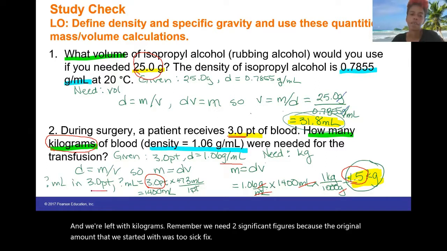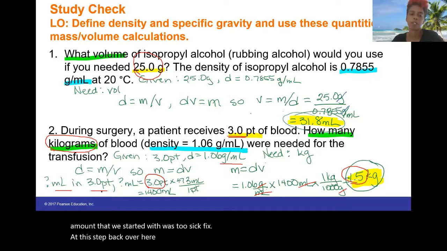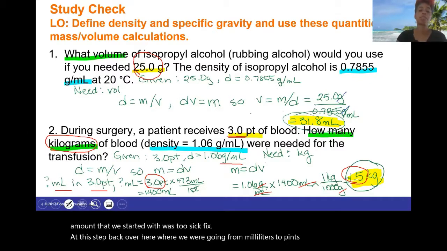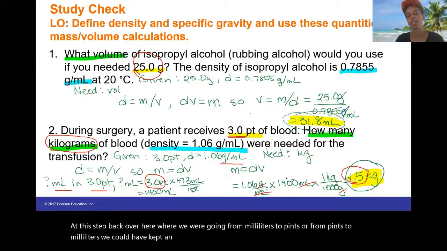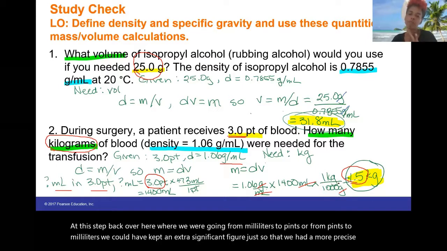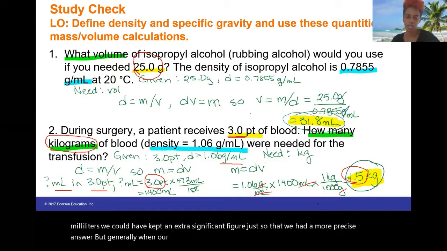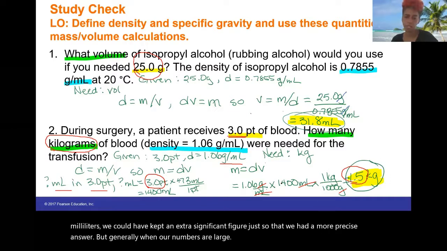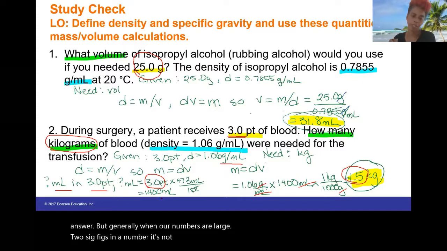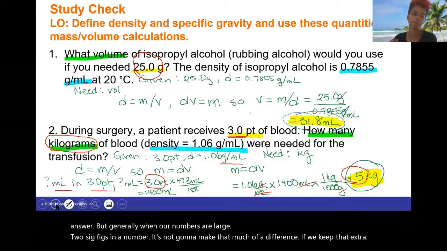If at this step back over here where we were going from pints to milliliters, we could have kept an extra significant figure just so that we had a more precise answer. But generally, when our numbers are large, 2 sig figs in a number, it's not going to make that much of a difference if we keep that extra significant figure.